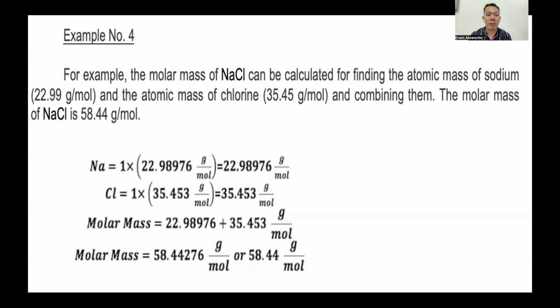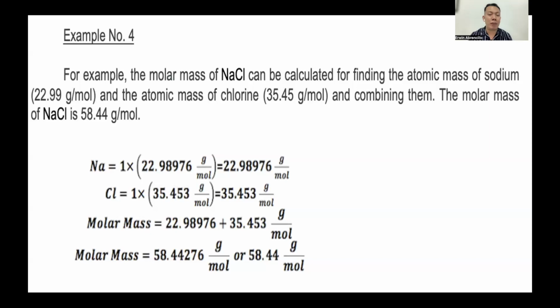So we have here NaCl. If you analyze it, it has no subscript at all, so automatically their value is 1. So Na is 1, Cl is also 1, multiplied by their atomic mass, which is 22.99 for sodium and 35.45 for chlorine. So at the end of it, you get 22.99 and 35.45. If you add that, that is 58.44 gram per mole.